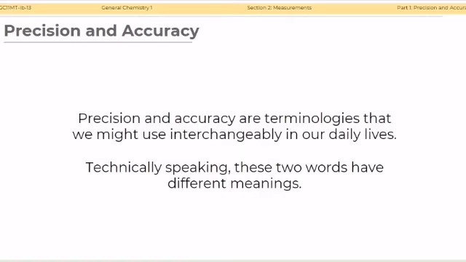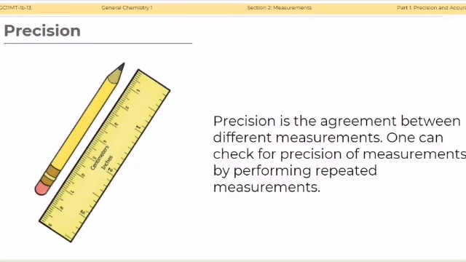Precision and accuracy are terminologies that we might use interchangeably in our daily lives. However, technically speaking, these two words have different meanings. Take note, precision is the agreement between different measurements. One can check for precision of measurements by performing repeated measurements.